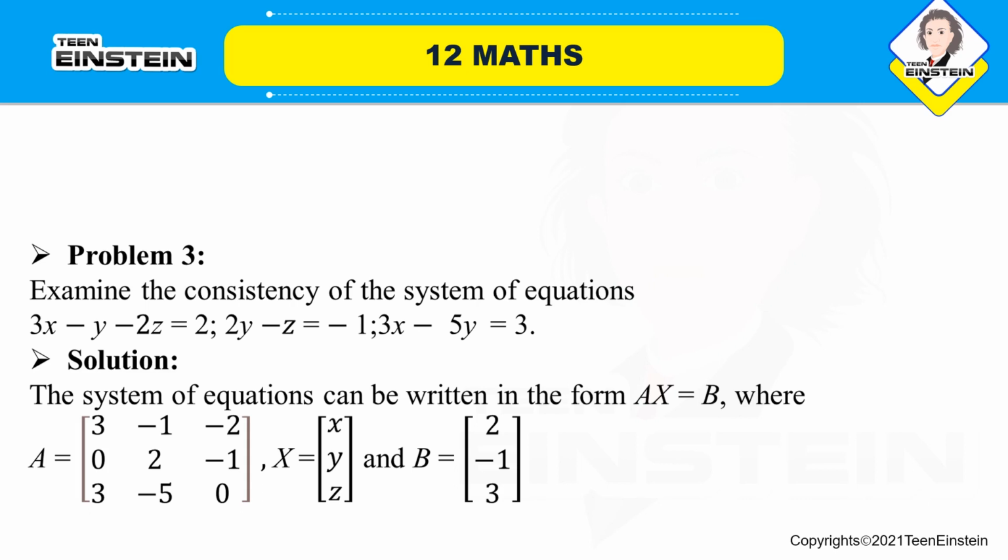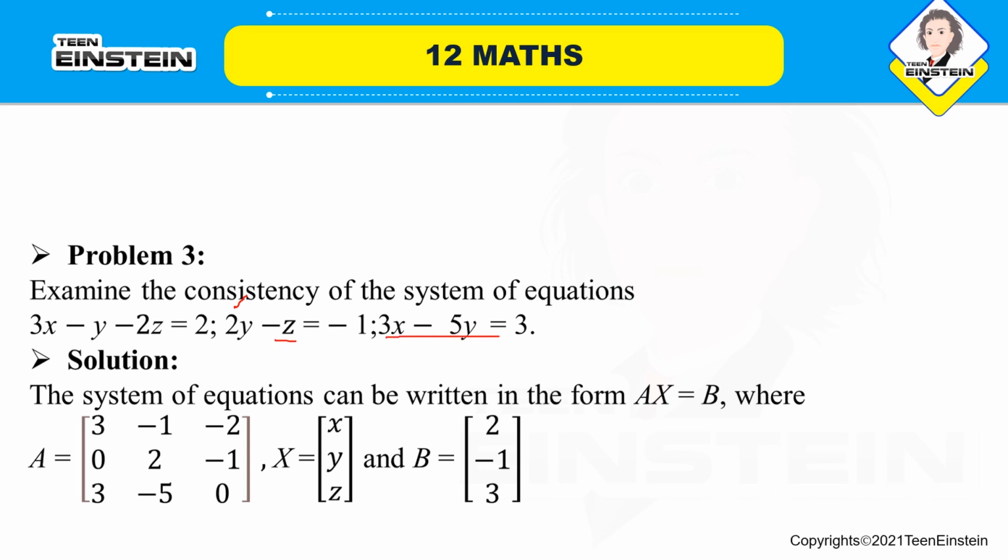Now the above system of linear equations can be written in the matrix form as Ax equal to B, where A is the coefficient matrix. What are the coefficients of x, y, z from the first equation? It is 3, minus 1, minus 2. Next, what are the coefficients of x, y, z from the second equation? Here x is absent, so the coefficient of x is 0. The coefficient of y is 2. The coefficient of z is minus 1.